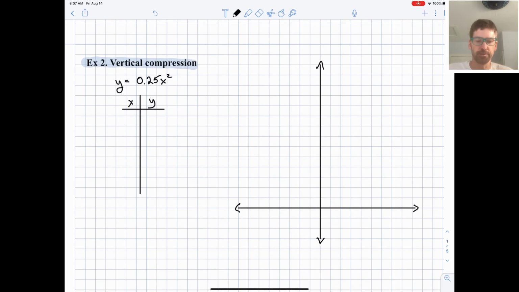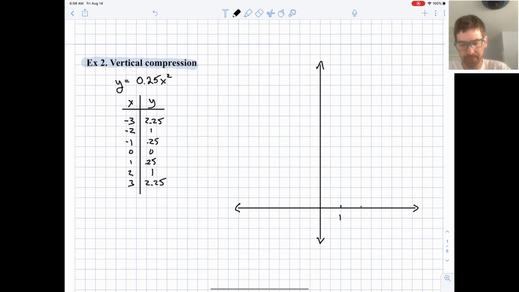Vertical compression is just going to do the opposite thing and is going to compress it vertically. So -3 squared is 9 times 0.25 is 2 1/4, 2.25, and same thing for 3. 4 times 1/4 is 1, and this is 0.25 and 0. So setting up our scale, we can have our scale really go up 1, 2, 3, 4. I'm going to go up by 1s right here. Actually, let me do this.